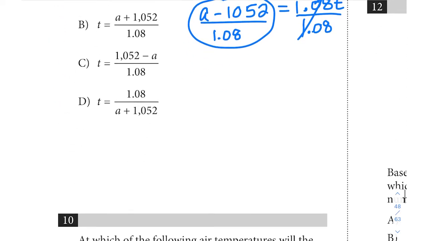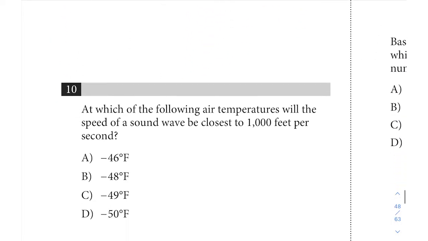Now, let's move on to question 10. And here it says, at which of the following air temperatures will the speed of a sound wave be closest to 1,000 feet per second? So they're asking about air temperature, which we know is T, and they're giving us a value for A, 1,000 feet per second is A.